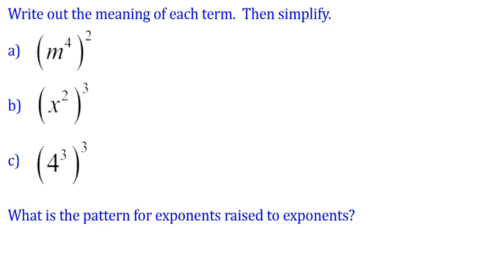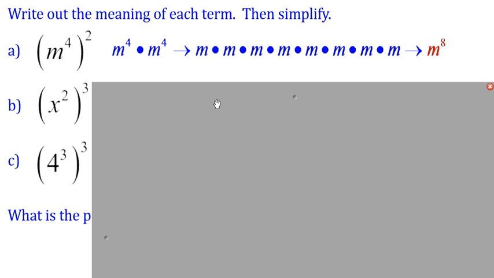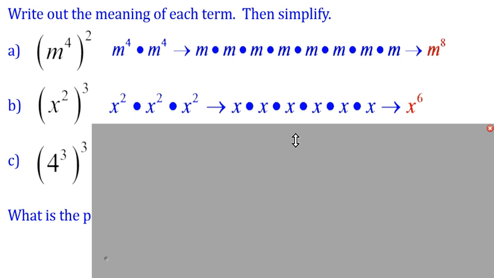Let's see how you do on the next two. Can you write out the meaning for each term and then simplify? Here we have x to the second to the third. That means I have 3 sets of what's on the inside. So if I write it out 3 times and think about the meaning, I have a total of 6 x's, which can be represented by x to the sixth.